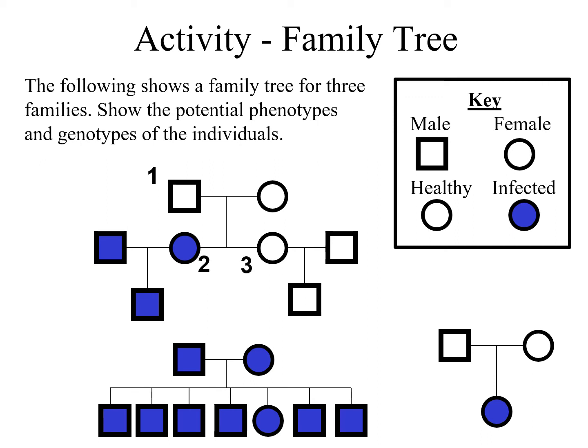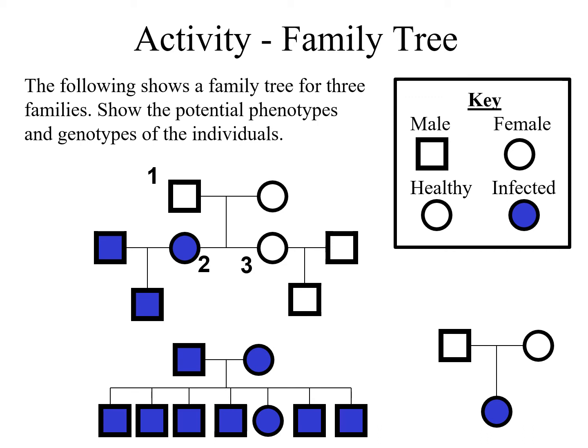The infected female reproduces with a different infected male and produces an offspring that is male and also infected. The healthy female, number 3, reproduces with a healthy male, and they produce a male offspring that is also healthy.